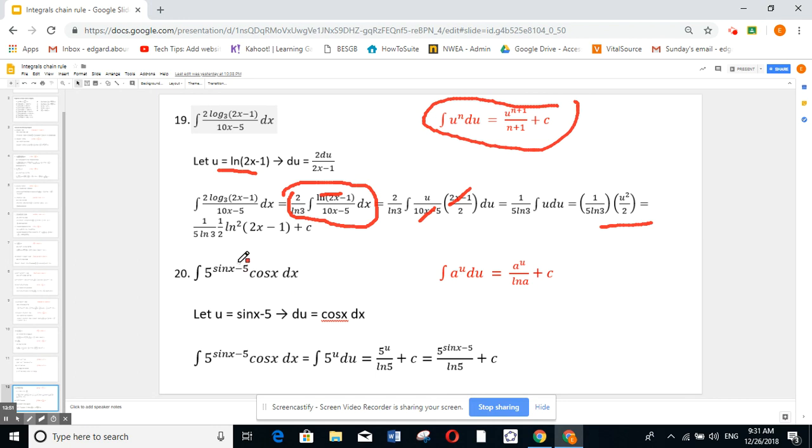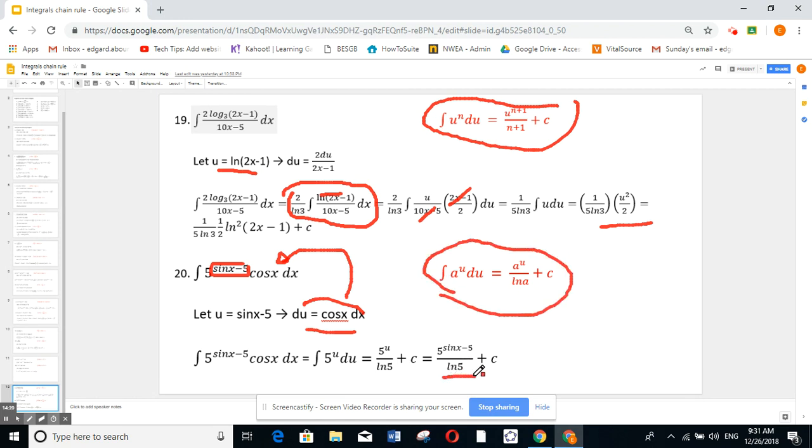The last one is an exponential where the base is 5. I cannot pick cosine because you cannot cancel this one, nor can I pick 5 power u, because the derivative is u prime 5^u and I cannot cancel. So I pick the power to be u. If the power is u, this is the derivative. So I start: it's 5 power u, cosine x dx directly, this is all du. So the integral of 5^u is of the form 5 power u over ln 5 plus c.